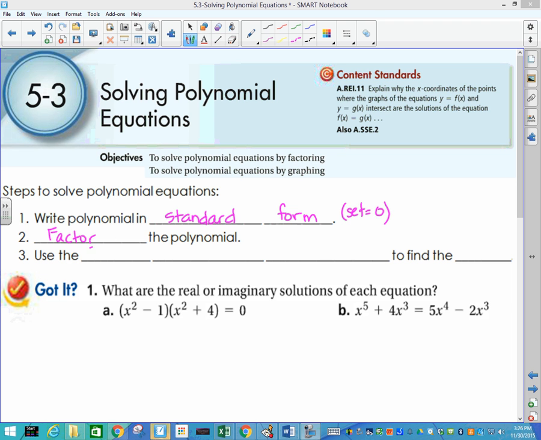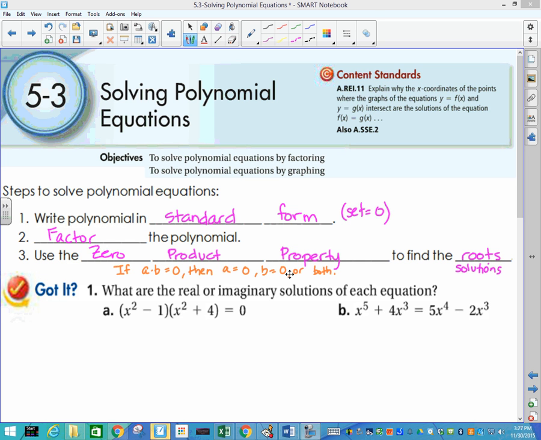Okay? And then you're going to use the 0 product property to find the roots. Roots, also known as solutions. Okay? We use those words interchangeably. And in case you don't remember what the 0 product property says, if A times B equals 0, then we know that A equals 0 or B equals 0 or both.